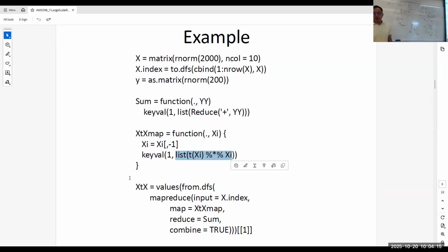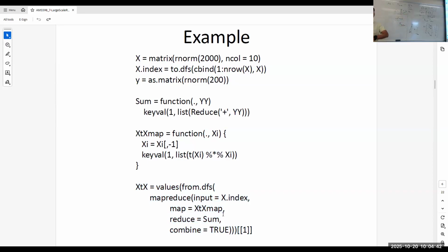Now x transpose x is basically a map reduce. The input is this. I'm using a map function that calls this function, I reduce using a sum function, and then get the value. So this x transpose x goes through a map reduce. Remember this is a map function, this is a map step.